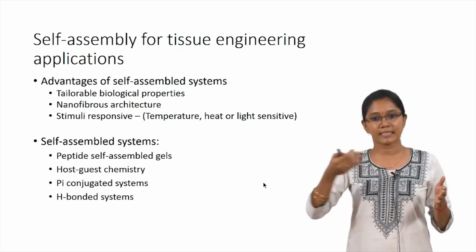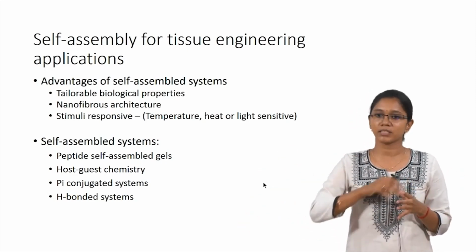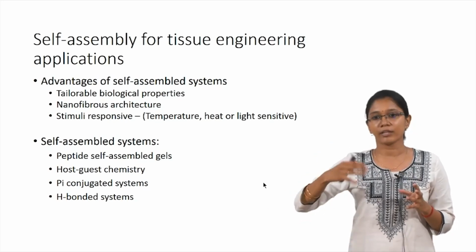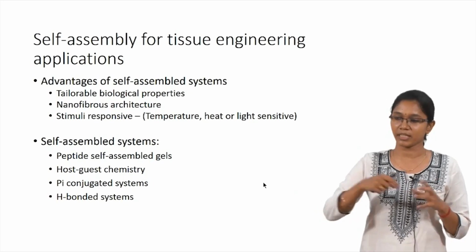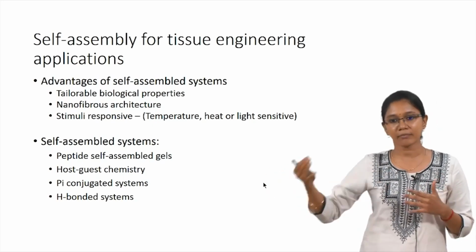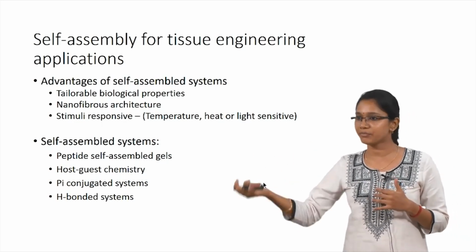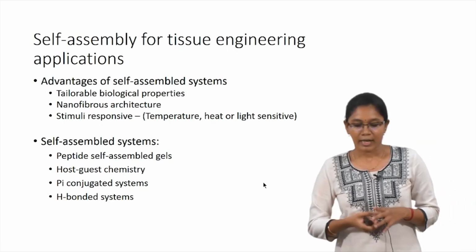All these self-assemble or self-aggregate to form stable structures, and these structures are mostly in the nano regime. Even if they go beyond the nano regime, they have a nanostructure. Say if you have a fiber, it has a width in the nanometer regime. So these can be used and tailored for several different applications based on how we want them to be used.